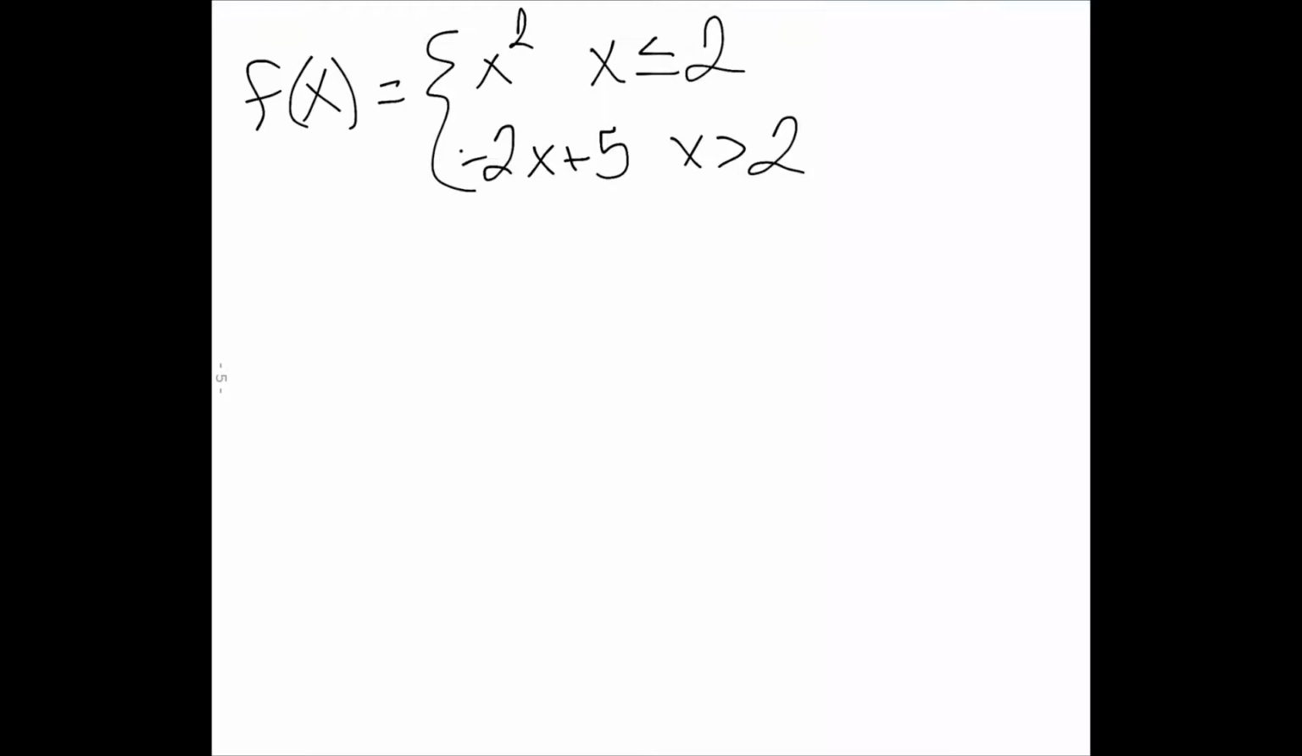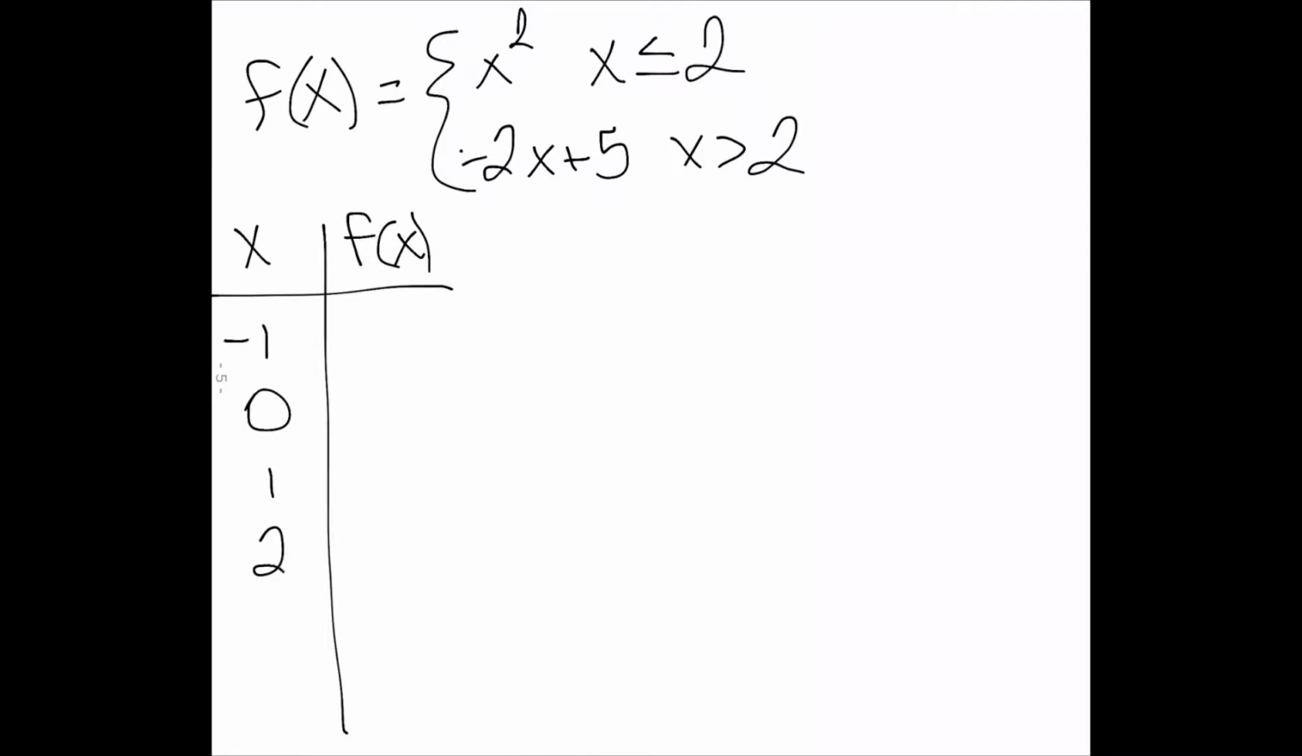Next, let's look at a piecewise function. So I have this function that's defined by x squared if x is less than or equal to 2, and -2x plus 5 if x is bigger than 2. So I have my x and f of x. I'm going to pick some numbers like -1, 0, 1, 2, 3, and 4.